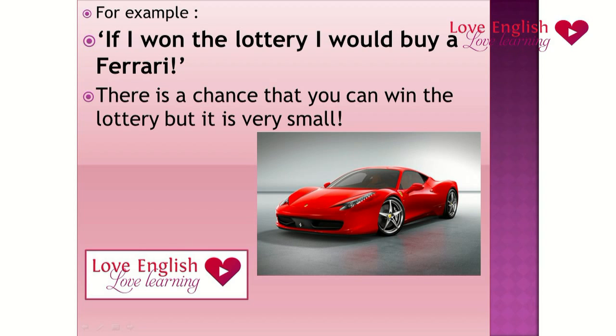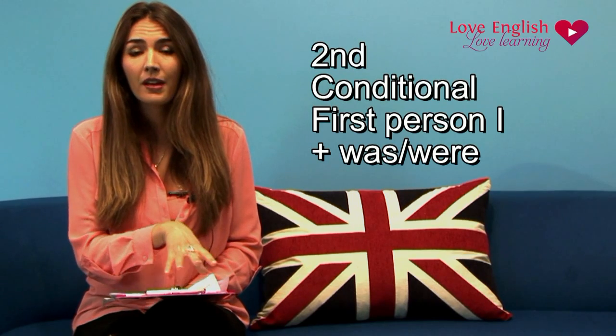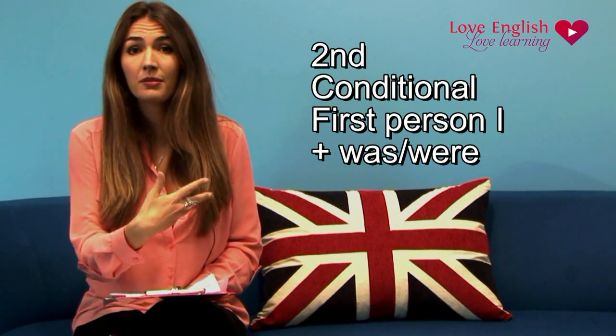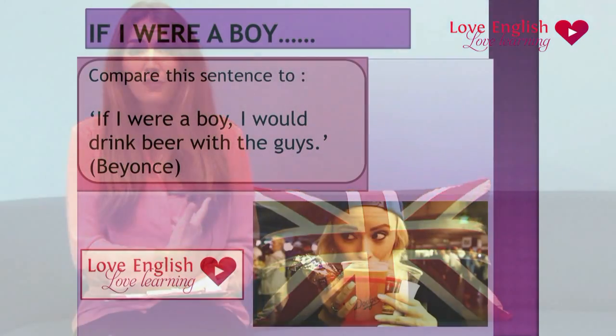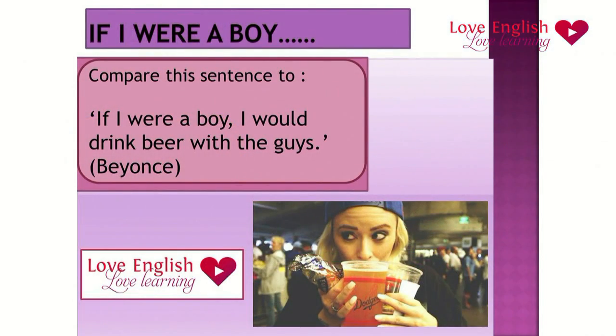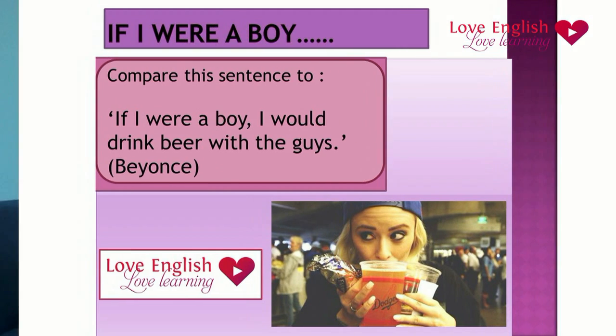So another example we can take from Beyonce's song, If I Were a Boy. Here she says, if I were a boy, she's imagining if she was a boy. Important to note there that in the first person, in I, we can actually use was or were. Even though was is actually the correct form, we've changed it in spoken English to become were. So here she says, if I were a boy, I would drink beer with the guys. So she's imagining if she was a boy, that's what she would do.